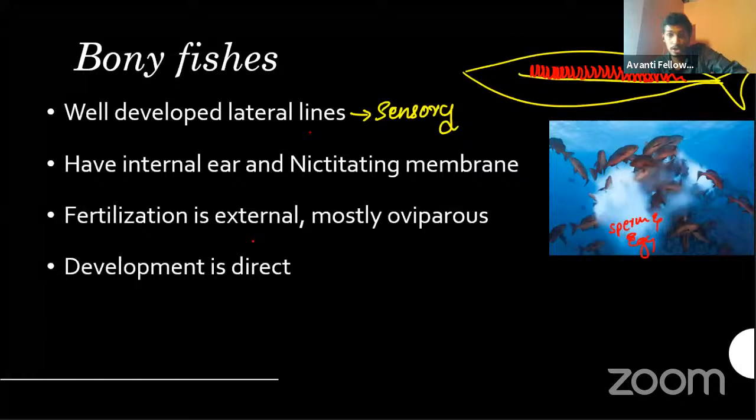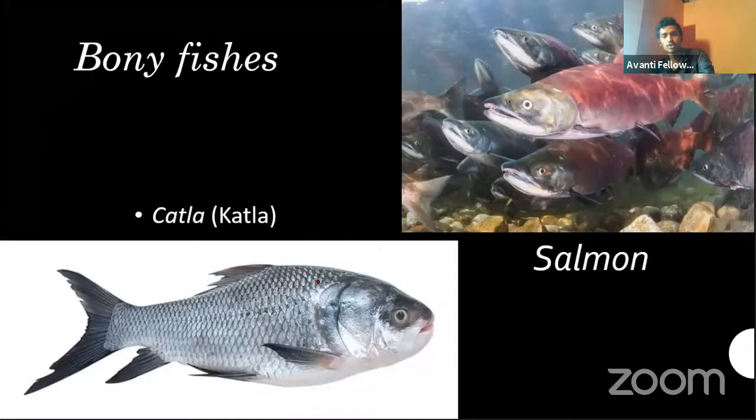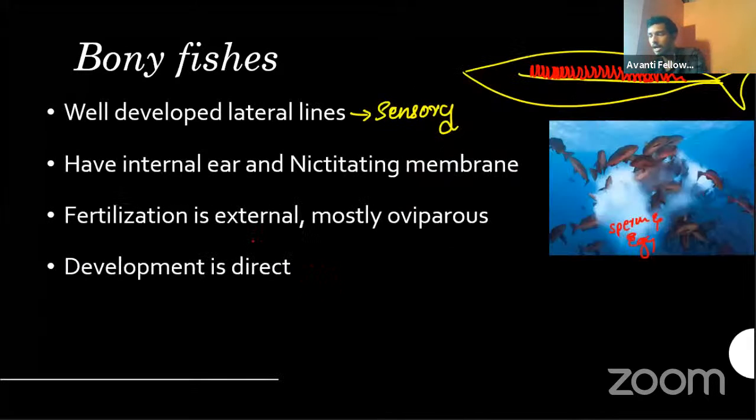Mostly oviparous, they are egg laying, and development is direct. There is no larva or any other stage. That's important. So this much is only relating to the bony fish. Do you guys have any questions relating to bony fish?